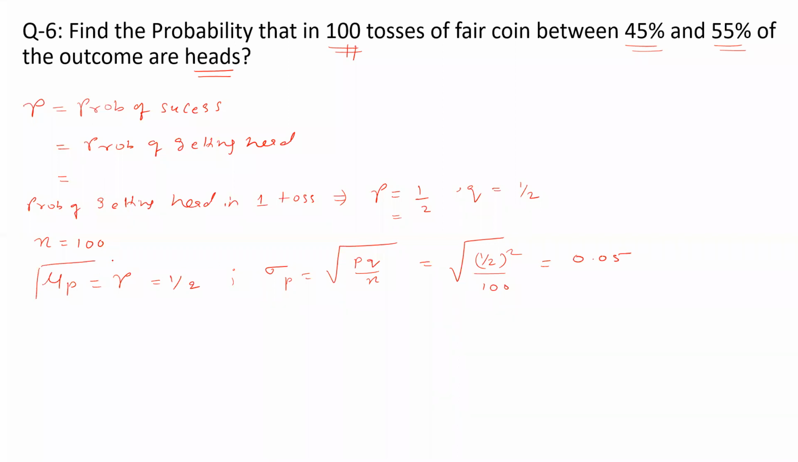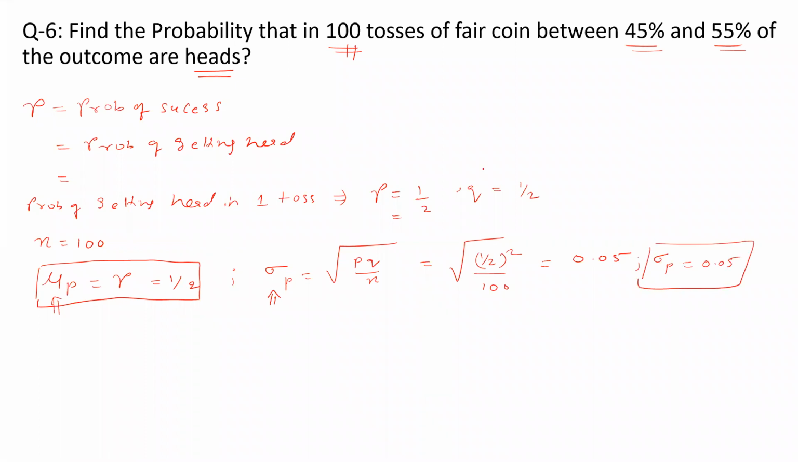So now this step is over. We have to find the mean of proportion. We have done that. We also need the value of the standard deviation of proportion, and that also we have calculated. So I will just write sigma p is equal to 0.05 here.